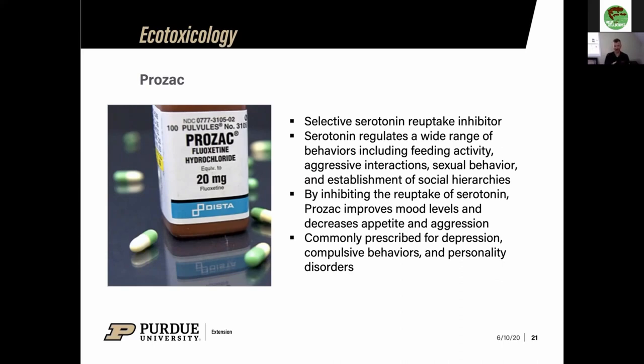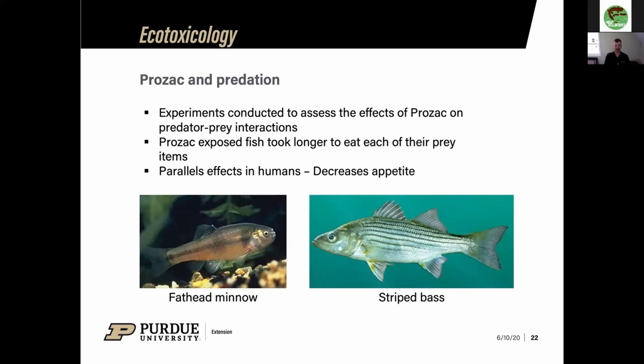The question becomes, well, what happens if Prozac ends up in the environment? What effects do we see on organisms? So the study I found for this comes from the fish literature. And this is actually looking at predation rates. So in this case, they did experiments with a predator, which is the striped bass you see here, and the fathead minnow, which is the prey organism. So what they did is they fed these striped bass these fathead minnows, and recorded the rate at which they consume their prey. And what they found is that when these fish were exposed to Prozac, it took them longer to eat each of their prey items. And in some cases, they completely stopped feeding.